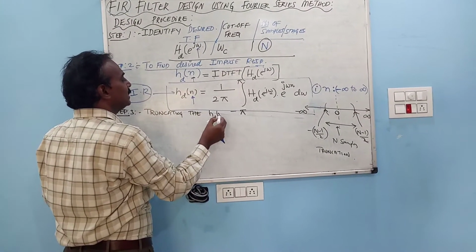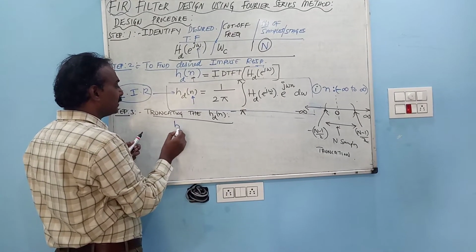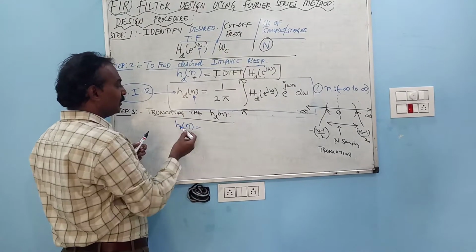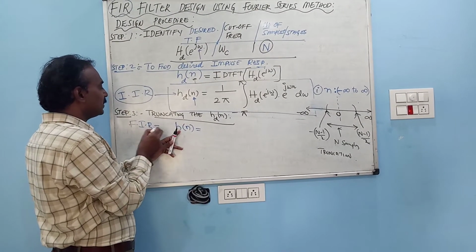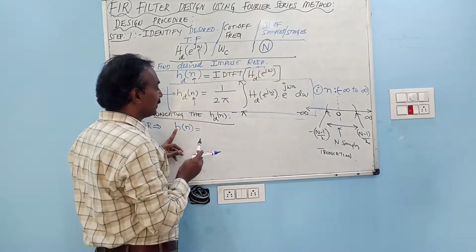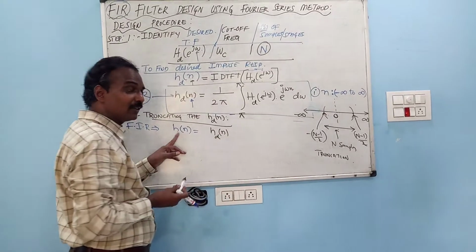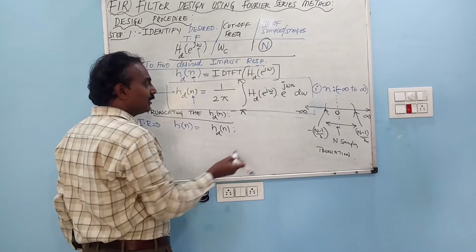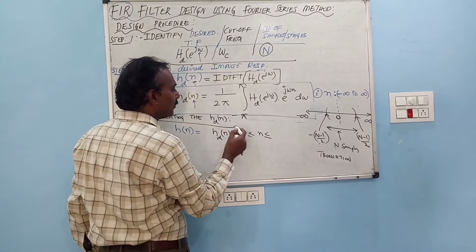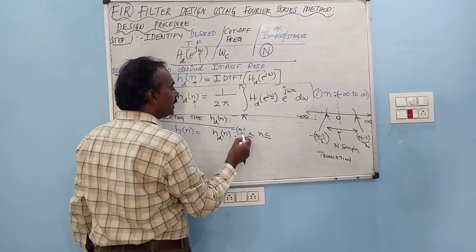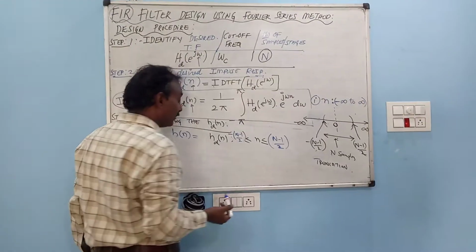desired impulse response. When I truncate impulse response, whatever I get, again I get impulse response only, h of n. So h of n is impulse response which is finite. So this is finite impulse response I am getting. So this finite impulse response obtained from this infinite range impulse response, which is considered from where n is, range of n is from minus of n minus 1 by 2 to plus n minus 1 by 2. So this is the range of n.